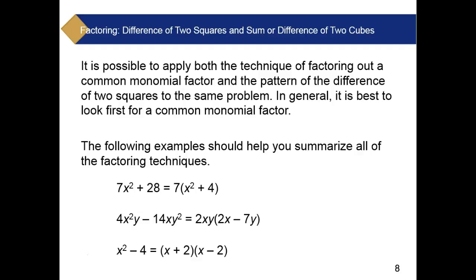Okay, how I factor. Always look first for common factors. I usually first look at the numbers. Any common factor between 4 and 14? 2, so I factor out a 2. Then I look at the first variable, x squared and x. Any common factors there? x. Next, y and y squared, y. So factor out 2xy. What do I have left?